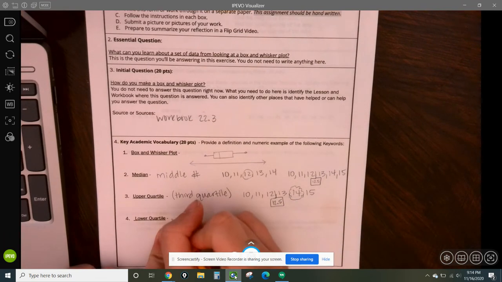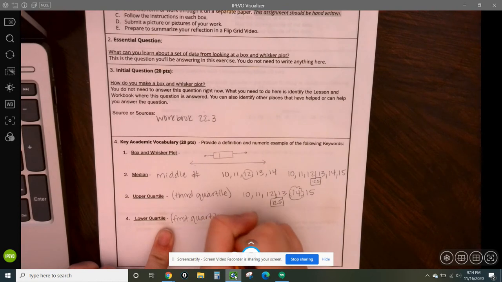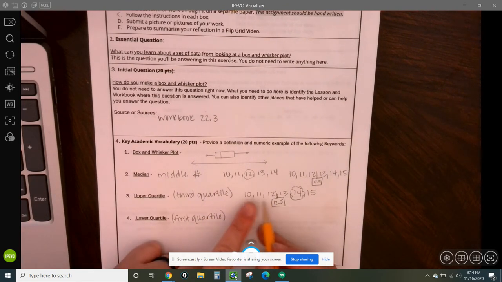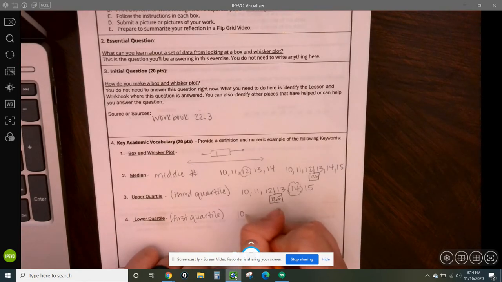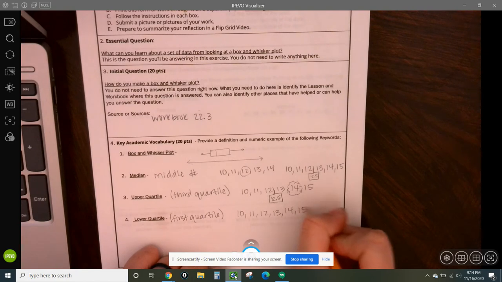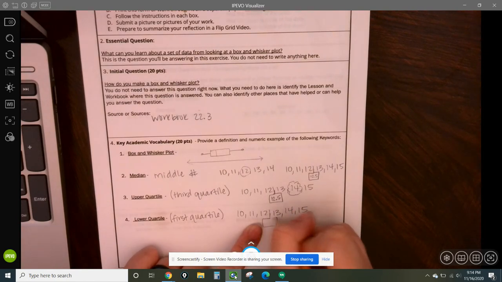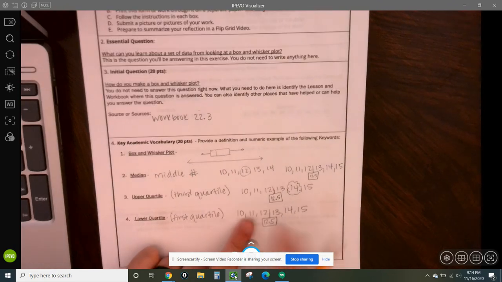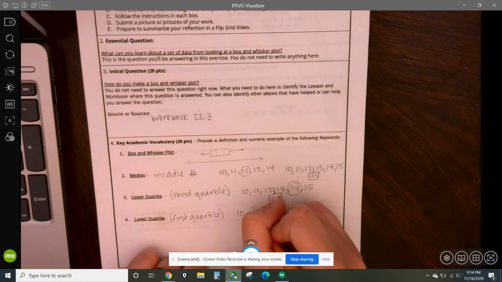The lower quartile, which they said sometimes is called the first quartile, that's going to be the median of the lower half of numbers. So if I use the same example again, I knew my median was 12.5. So now to find that first quartile, I'm going to do the median of the lower numbers. So the median of the lower numbers would be 11.